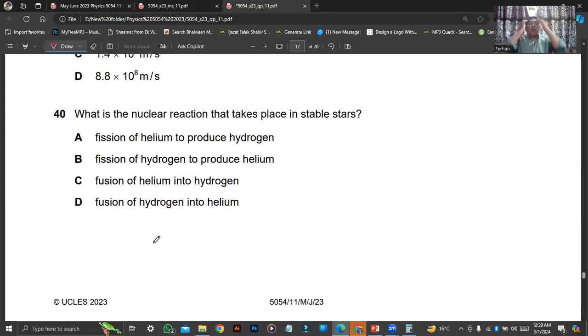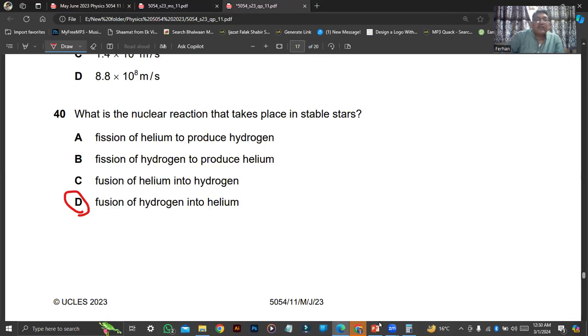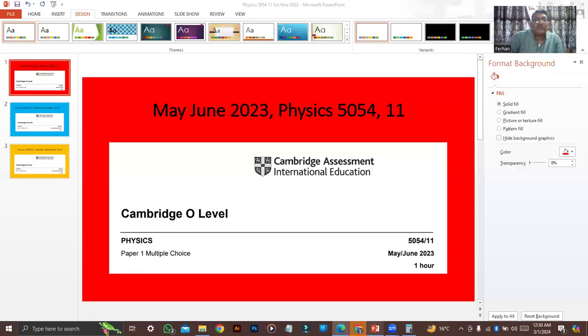Question number 40. What is the nuclear reaction that takes place in stable stars? In the stable stars, the hydrogen and hydrogen, they are fusing into each other and they are making helium. So the process of nuclear fusion is taking place, and that produces enormous amount of heat. So the fusion of hydrogen into helium, that is the right option, sir. Question number 40, D is the right answer.